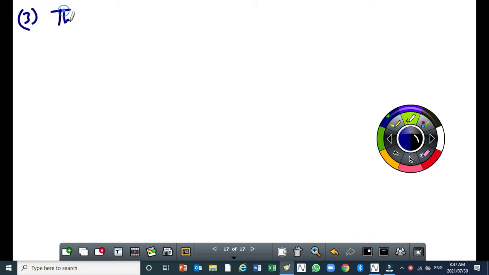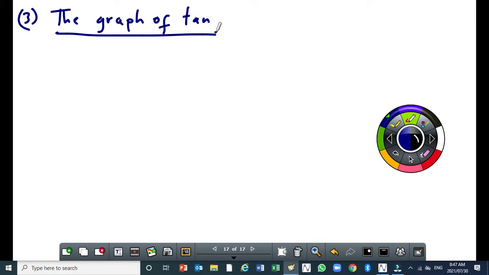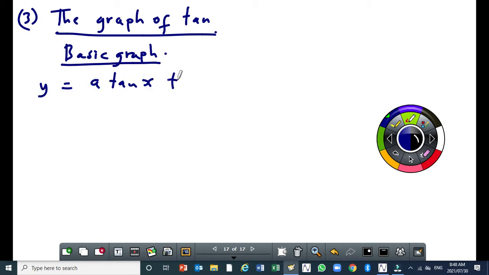Number 3. All right, so we'll start with the basic graph. The basic graph is y equals a times x plus q. Okay, that's the basic graph of tan. Now this one here is unique. Okay, the graph of tan is unique, right?